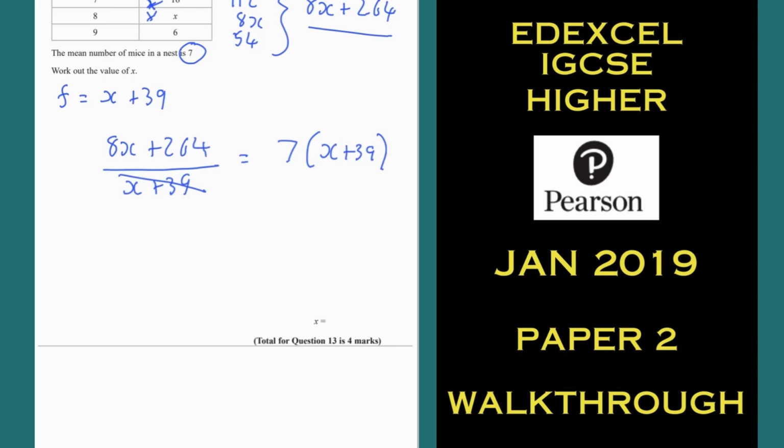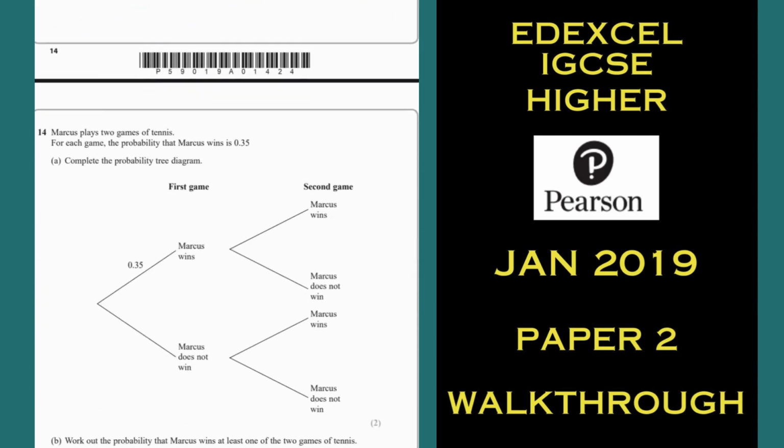And let's rearrange. So, take away 7x from both sides. Nice. We end up with an x. When you do 7 lots of 39, you get 273. We're now going to take away 264. Bosh, we have a 9. Job done. So the x might have caught people out. My advice is always just carry on as normal. How do you find the mean? You do a divide. Carry on.